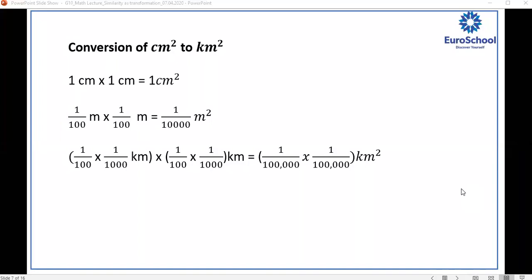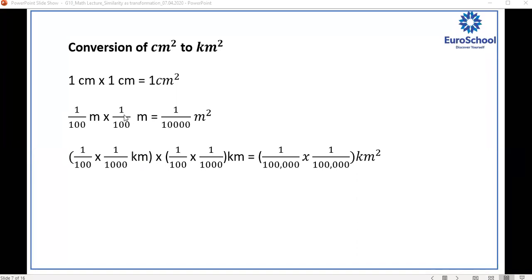1 meter is equal to how many centimeters? 100. So 1 centimeter is equal to 1 upon 100 meter. Now keep it aside. Now let's talk about only meter. 1 kilometer is equal to how many meters? 1000. So 1 meter is equal to 1 upon 1000 kilometer, right? So what I have done, I have just replaced meter with 1 upon 1000 kilometer.